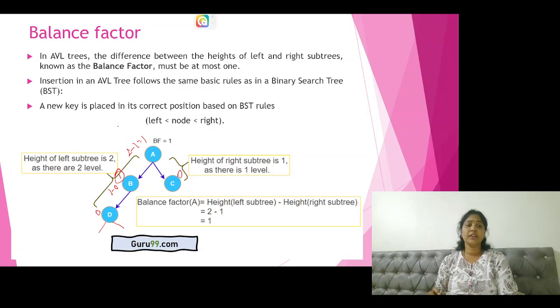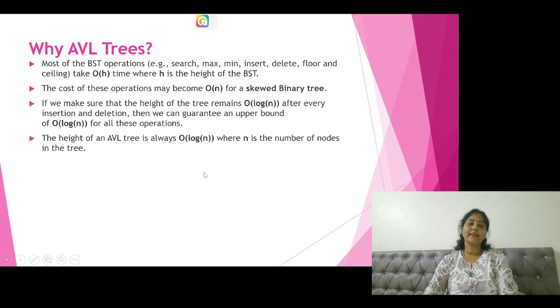Okay, insertion in an AVL tree follows the same basic rules as in a binary search tree. But whenever you insert a new node, you have to check the balance factor. If the element is less than the root node, it should be inserted on the left side, and if greater, on the right side. But for every insertion or deletion, we have to check the balance factor. I hope you understand what the balance factor is: the height of the left subtree minus the height of the right subtree. That's it. Now, why is it required?